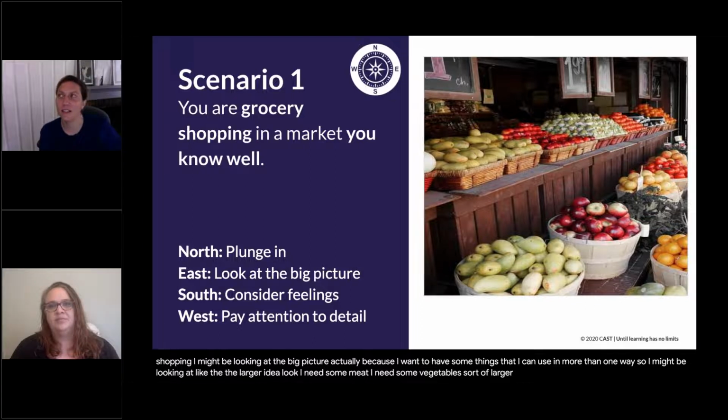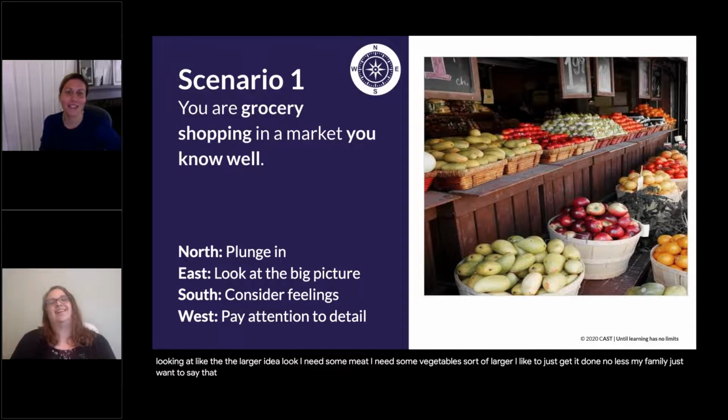Oh, so I like to just get it done. So my thing is like, go in. Yes. Just get everything done as fast as possible. I don't like to bring my family with me. I love my family. I just want to say that. I'm using them in some very negative examples today, but maybe it's COVID-19. But I usually just want to plunge in, boom, get it done, get out. I have other things to do.